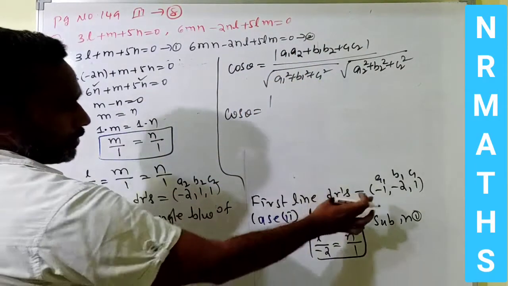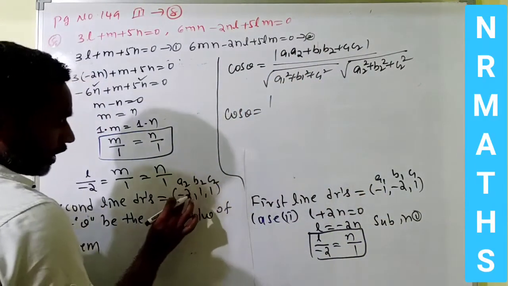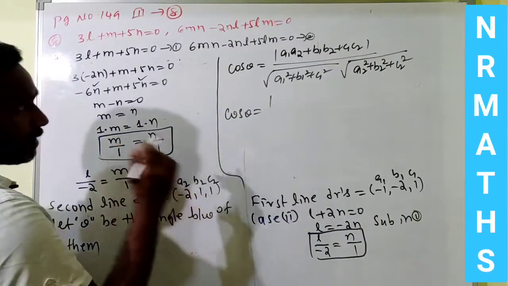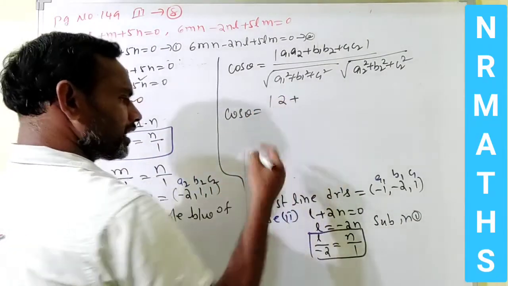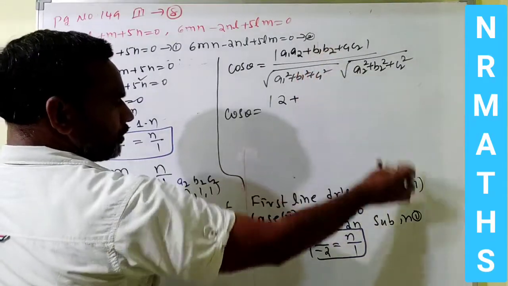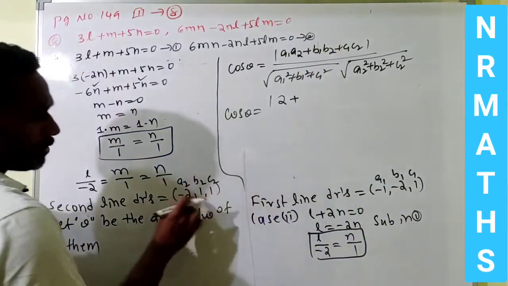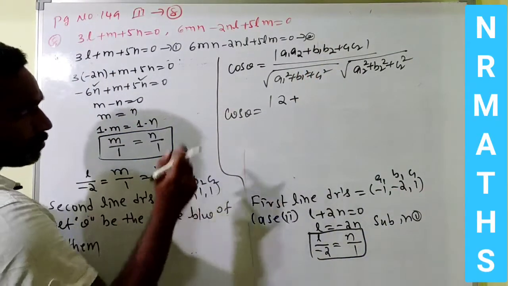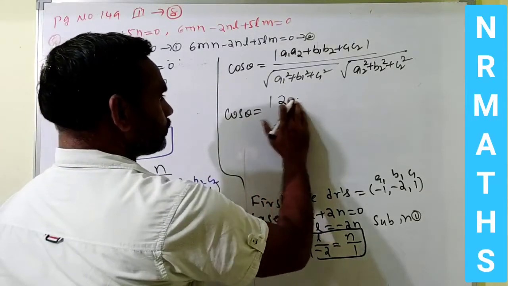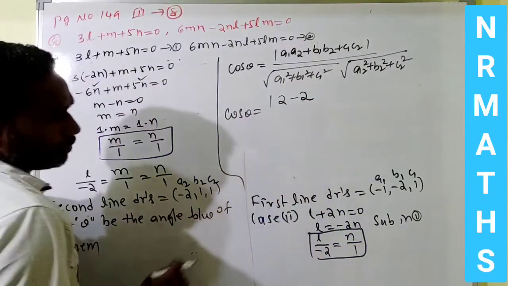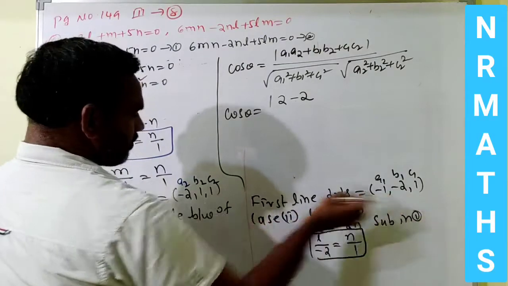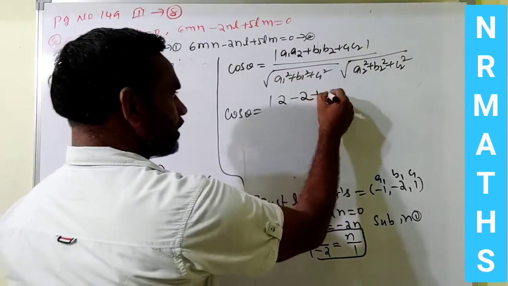Mod of A1, A2. A1 answer is the -1. A2 answer is the -2. -1 into -2 answer is the +2. Write down directly. B1, B2. B1 answer is the -2. B2 answer is the +1. -2 into 1, -2. Now C1, C2. C1 answer is the 1. C2 answer is the 1. That means 1 into 1, 1.